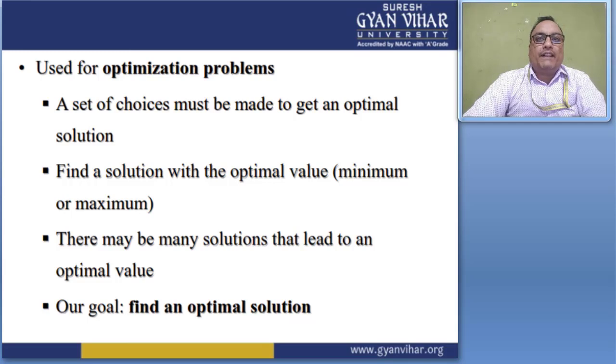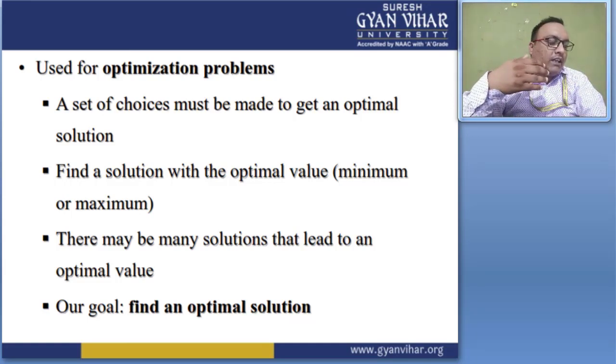First, for the case of the transportation problem, you find the initial basic feasible solution with the help of the VAM method, the North-West Corner (NWCR) method, or the least cost method (LCM). Then you find the optimal solution with the help of the stepping stone method, or the MODI method. Then you find a solution with the optimal value, minimum or maximum.